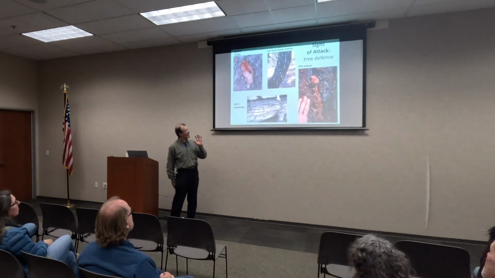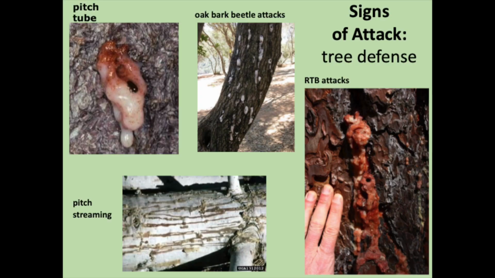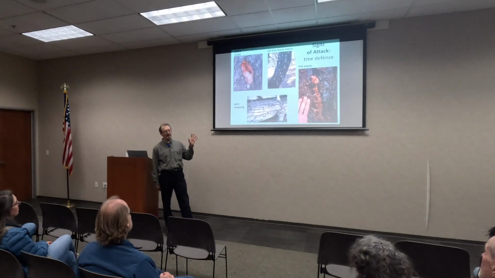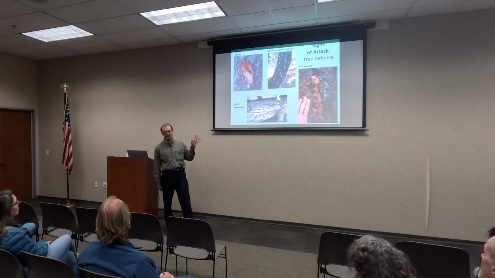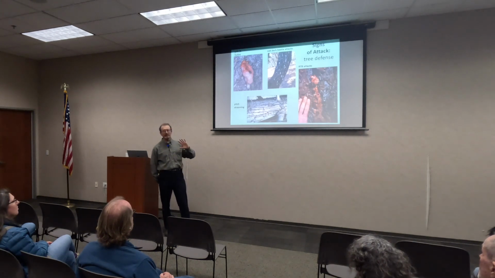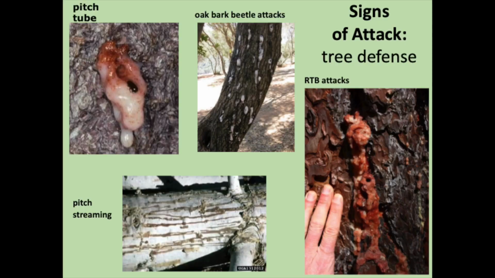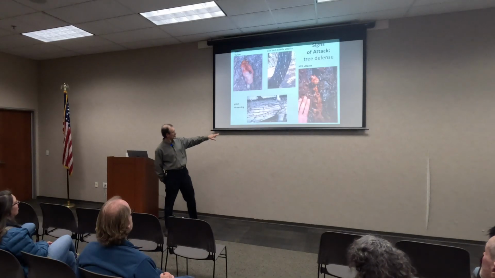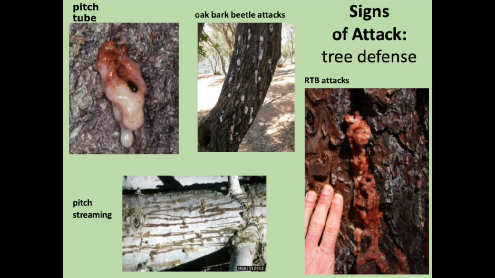So if they're attacking a live tree, they have to kill it in order to be able to successfully breed in the tree. They don't have to kill the entire tree, but they have to kill that portion of the tree that they're attacking. And the trees, of course, have evolved defense against the beetles. And these are all indicators that the tree is defending itself pretty effectively. With pine trees, and this is a fir, resin is a defensive chemical. And as the beetles bore in, they're met by this flood.